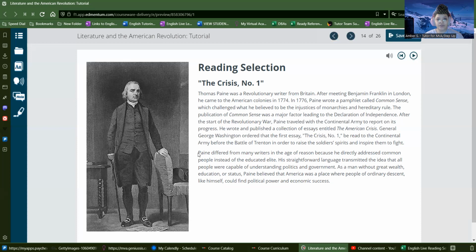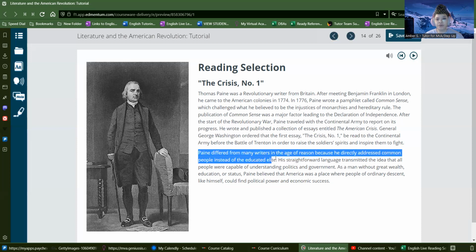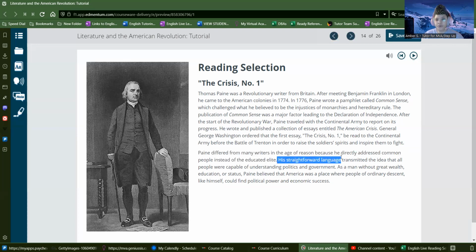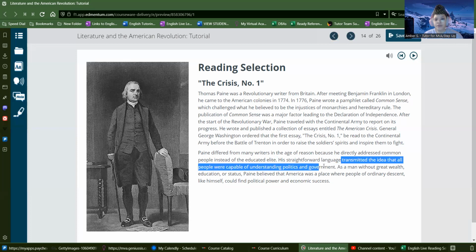Now, here at the bottom, they note that Paine differed from many writers in the Age of Reason because he directly addressed common people instead of the educated elite, and his language was straightforward. So this gave off the idea that all people were capable of understanding politics and government. He wrote in a very straightforward manner and assumed that his readership, even if they weren't highly educated elite people, could understand what he was saying. And he believed that the average man should have knowledge of things that were happening so that they could make informed decisions.